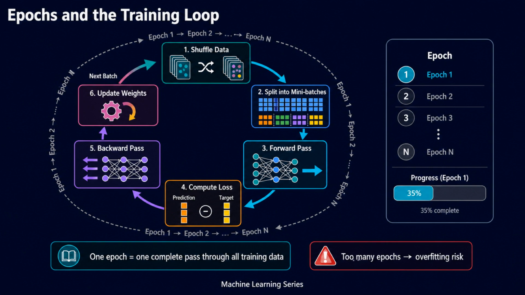Training typically requires multiple epochs because a single pass is not enough for the model to learn complex patterns. However, the number of epochs involves a critical trade-off. Too few epochs means the model has not learned enough from the data, resulting in underfitting with high error on both training and test sets. Too many epochs means the model starts memorizing training examples rather than learning general patterns, resulting in overfitting with low training error but high test error. The optimal number of epochs depends on the dataset size, model complexity, and learning rate.